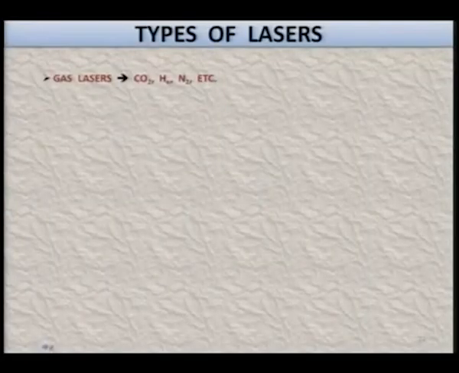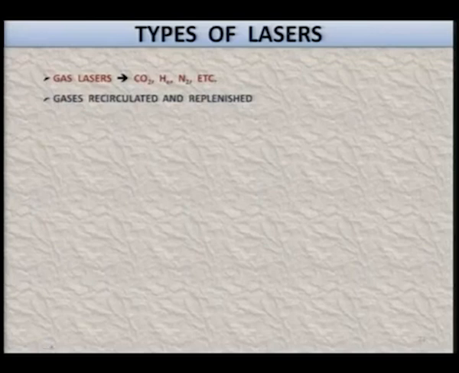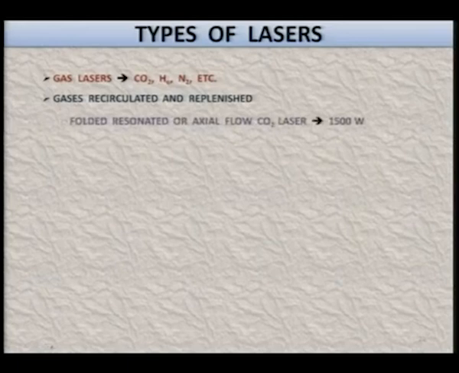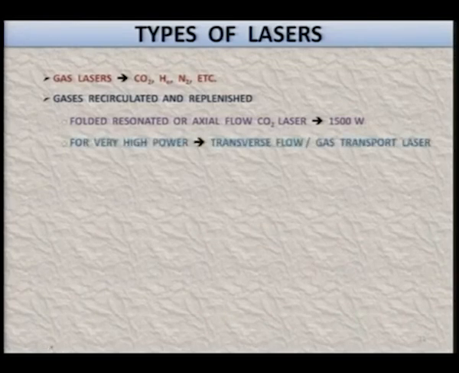This I have already explained. You have the gas lasers. Now, in this particular case, gases are recirculated and replenished, and I have already shown to you one of the examples where you were using folded, resonated or axial flow CO2 laser. Now, important point here is that CO2 lasers are high power lasers and they can give you as high as 1500 watts, that is 1.5 kilowatt, or in some cases even more than that power. For very high power, you can use transverse flow or gas transport lasers.